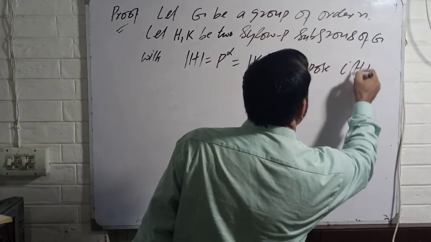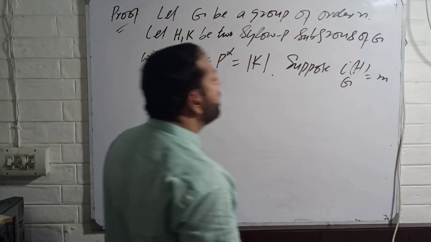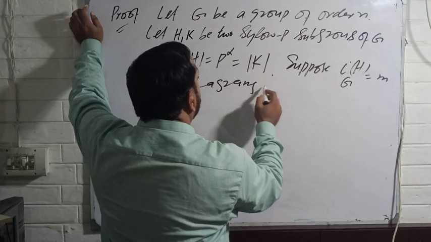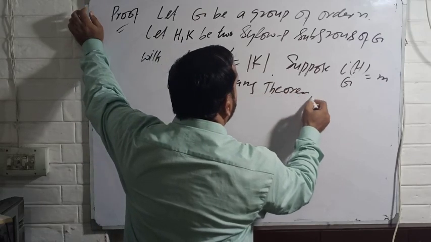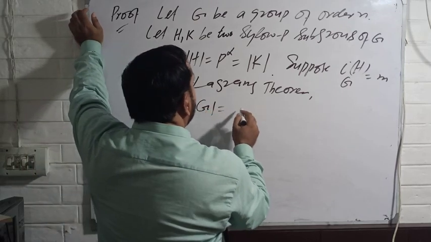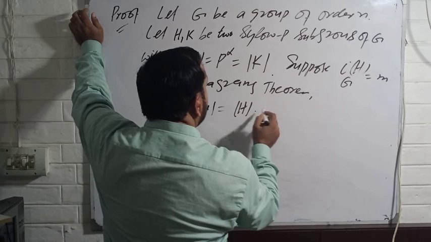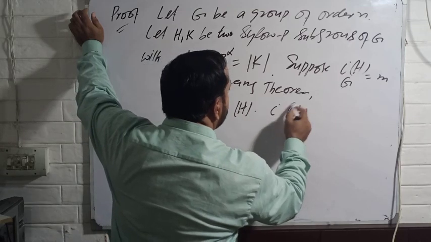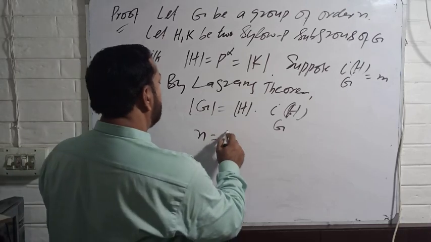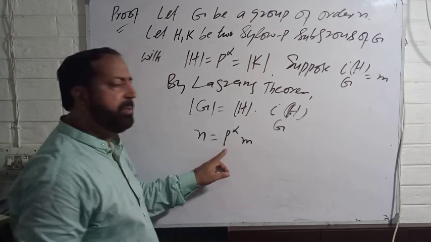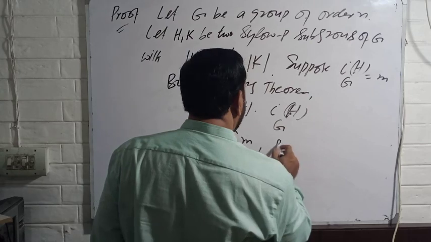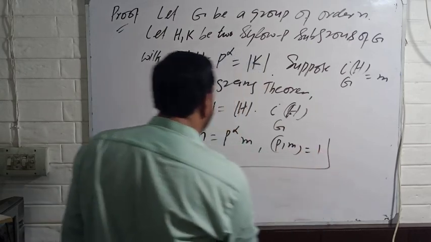Okay. Let us suppose the index of H in G is equal to m. Then by Lagrange theorem, order of G is equal to order of H into index of H in G, right? So you are getting n is equal to P power alpha m. Remember here P and m are relatively prime, right? Clearly here P and m are relatively prime.